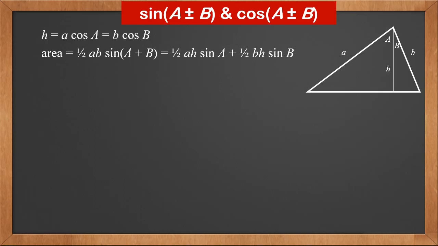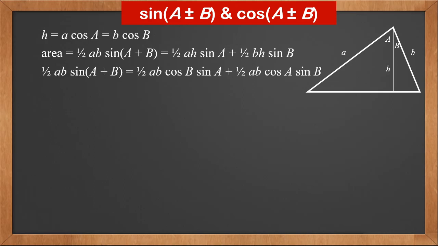It's also equal to the sum of the two right-angled triangles. The left triangle's area is half a h sine A. The right triangle's area is half b h sine B. Substitute h equals b cosine B into the first area, and h equals a cosine A into the second area.